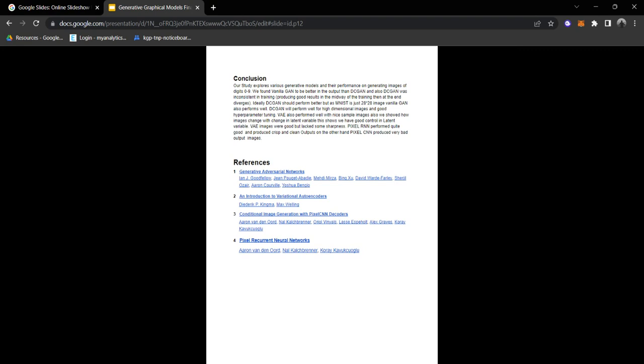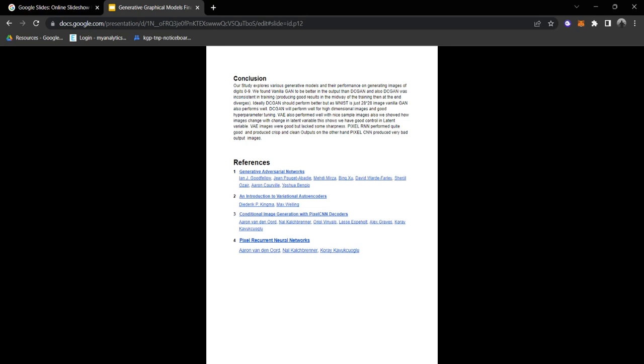Now, conclusion. Our study explores various generative models and their performance on generating images of handwritten digits 0 to 9. We found vanilla GAN to be better in output than DCGAN, and DCGAN was also inconsistent in training, producing good results midway through the training and then diverging at the end. Ideally, DCGAN should perform better, but as MNIST is just 28 by 28 images, vanilla GAN also performs well.